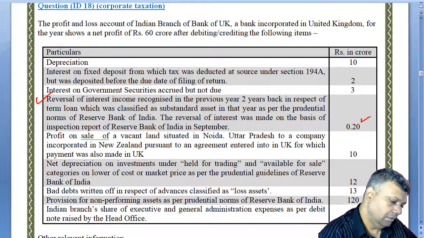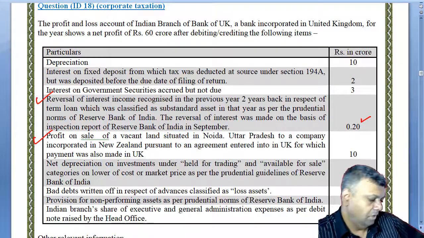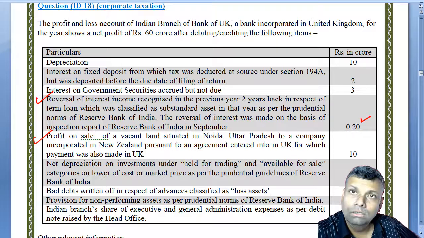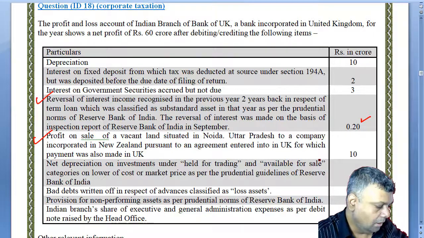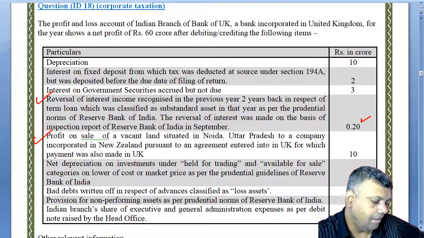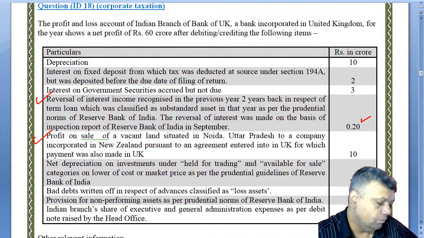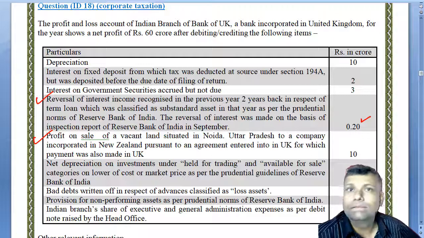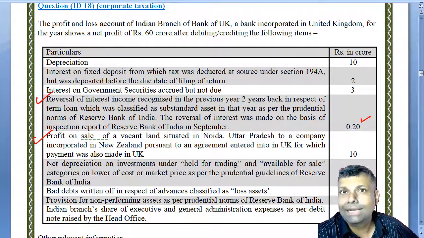This is done. Okay. Profit on sale of a vacant land situated in Noida, Uttar Pradesh, to a company incorporated in New Zealand pursuant to an agreement entered into in UK, for which the payment was also made in UK. This is also one fundamental concept of international taxation.